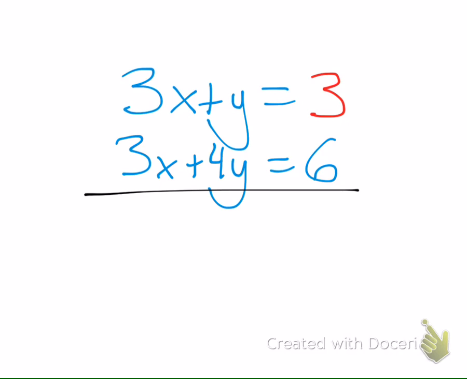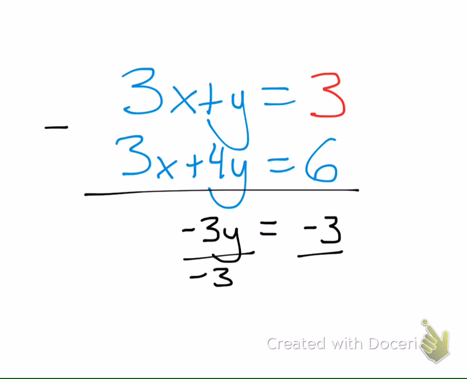So what operation are you going to do to eliminate here? Subtract or add? Subtract, right? That's going to eliminate the x's. 3 minus 6 is negative 3. Drop down the equal sign. 1y minus 4y is negative 3y. And 3x minus 3x is 0. It's eliminated. Solve for y here.